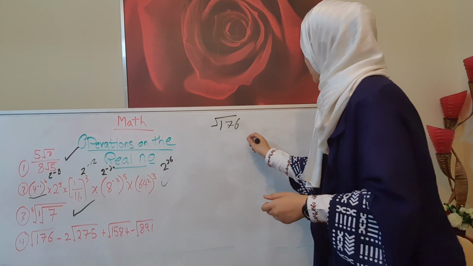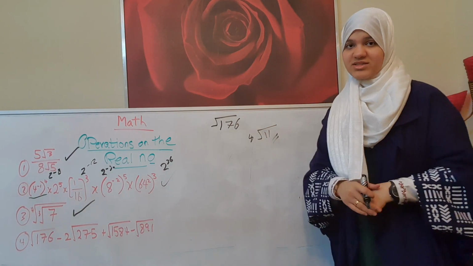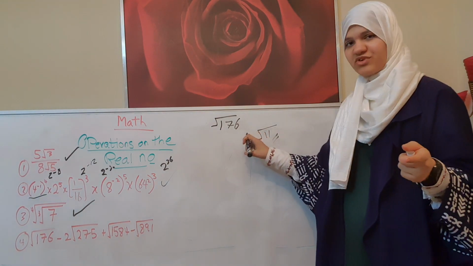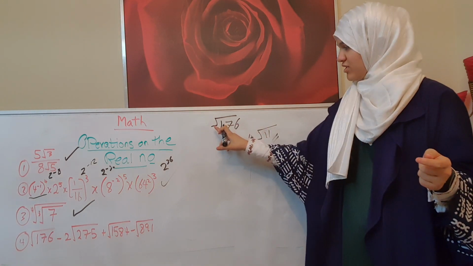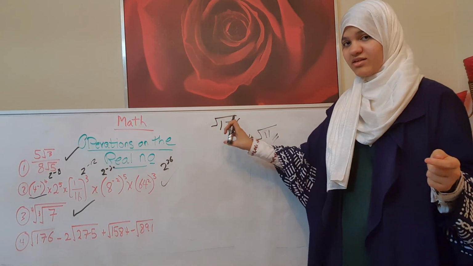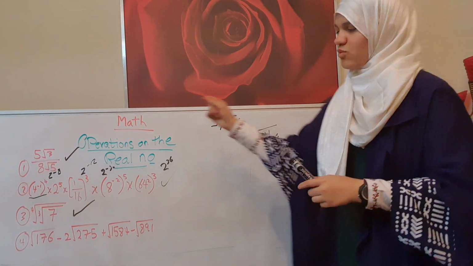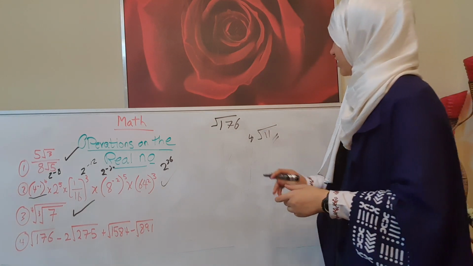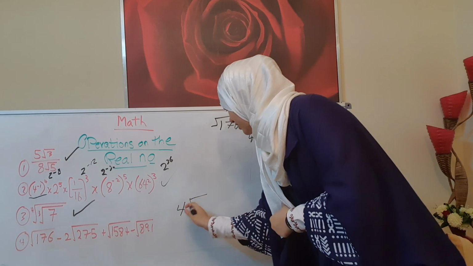We'll make out 4 and inside 11 it will remain. That means 4 times 4 is equal to 16, and 16 times 11 is equal to 176. So now, the first part we solve it. What will be? 4 radical 11. That means we'll put here 4 radical 11.